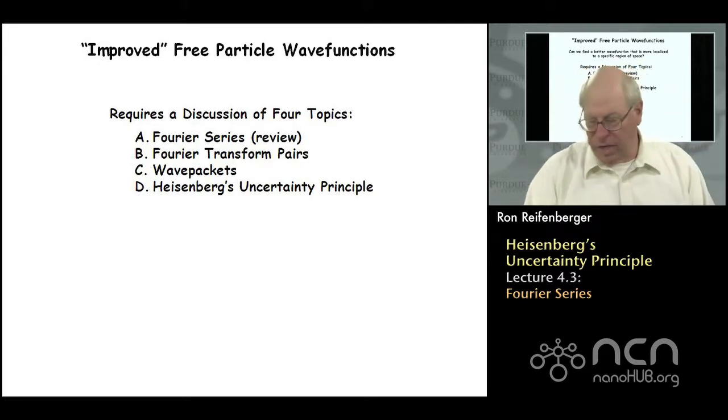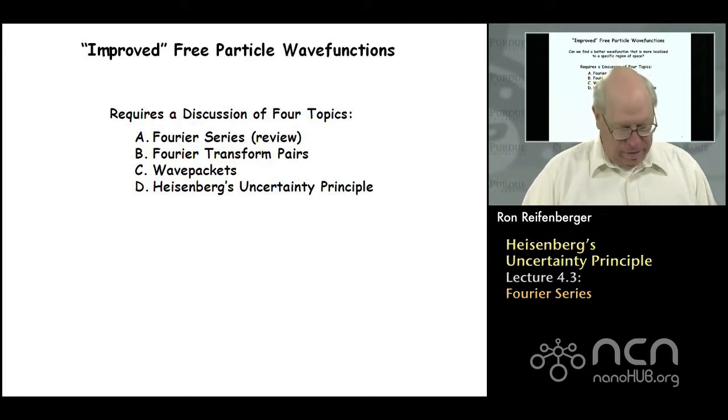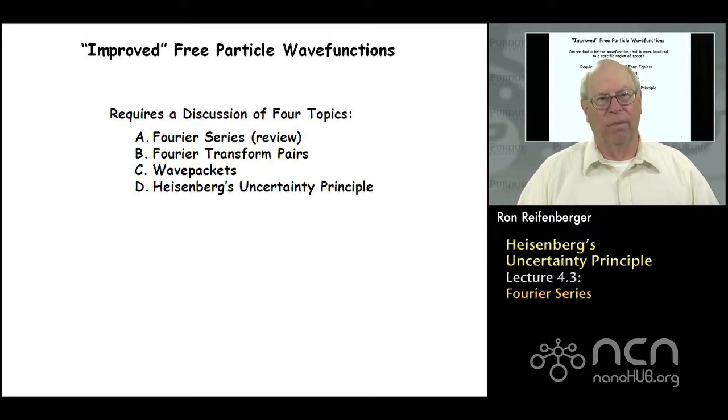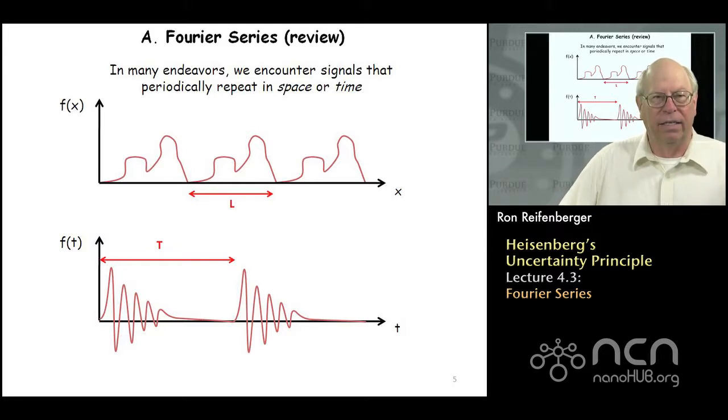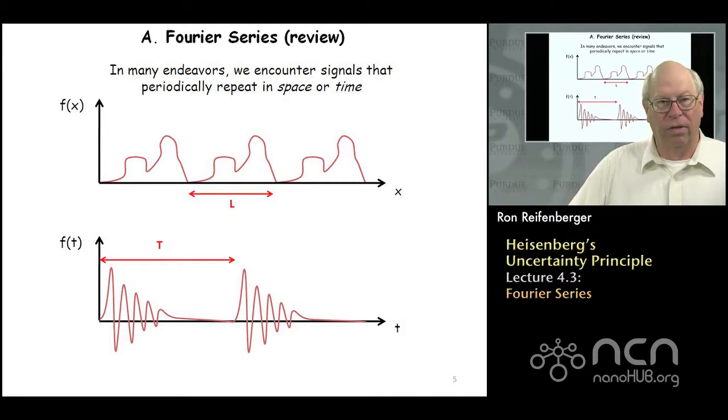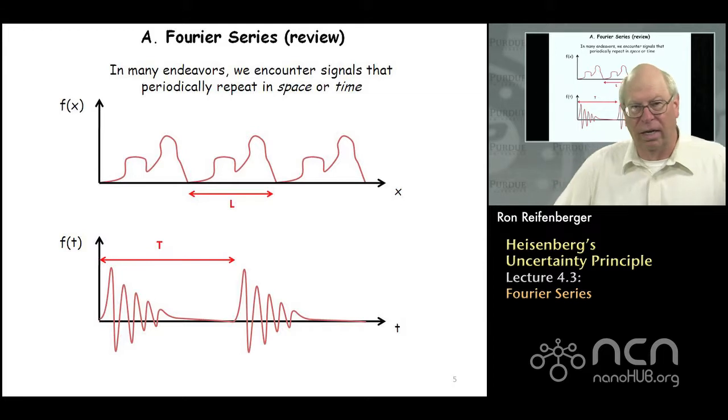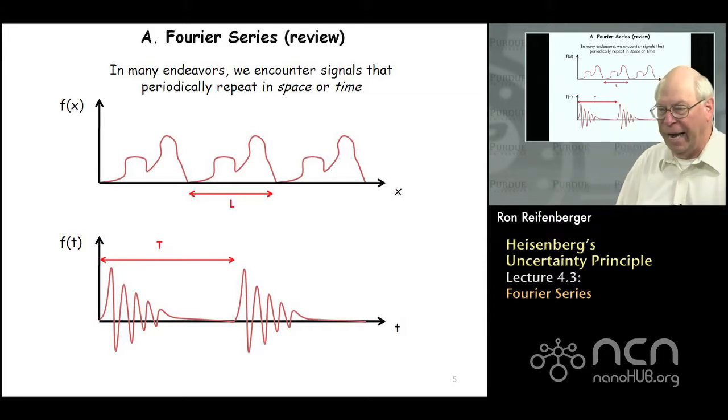So to begin this, let's review some of the mathematics behind the Fourier series and try to emphasize some important points that are going to be relevant to this entire discussion. So to begin, in many endeavors of science and engineering, we encounter signals that are periodic. And this periodicity can occur either in position, so for instance along the x direction, or in time, along the time axis.